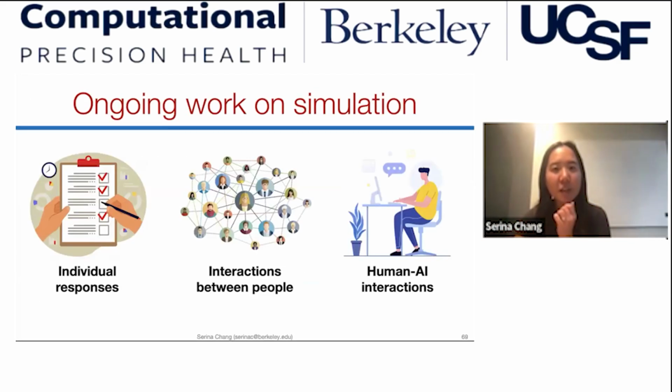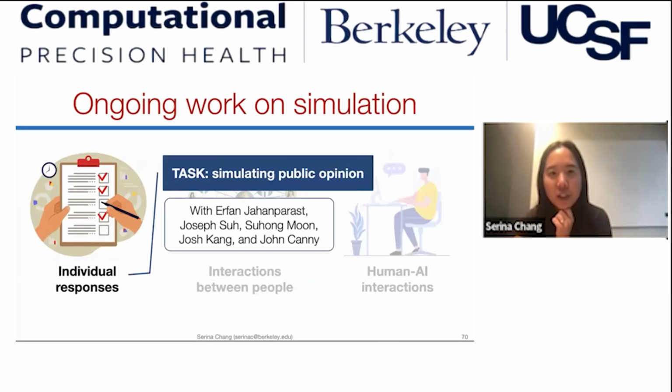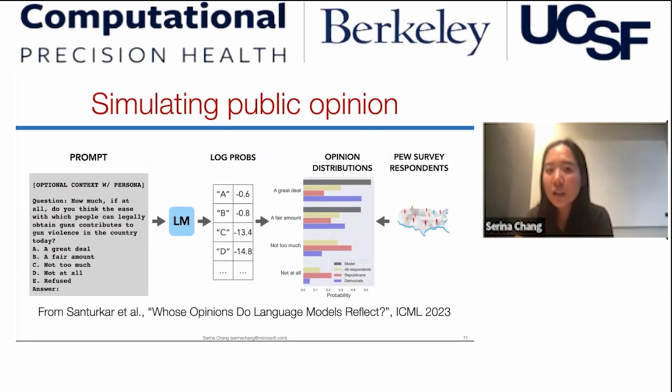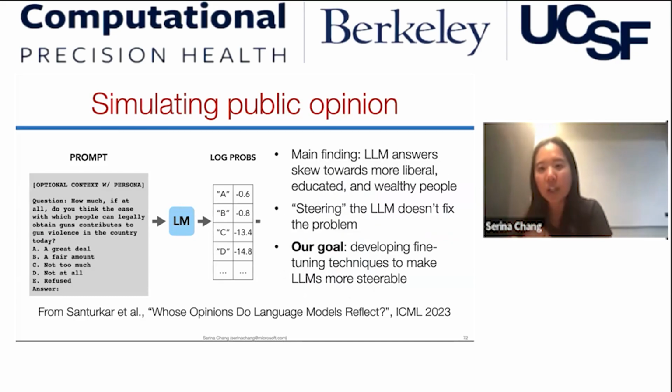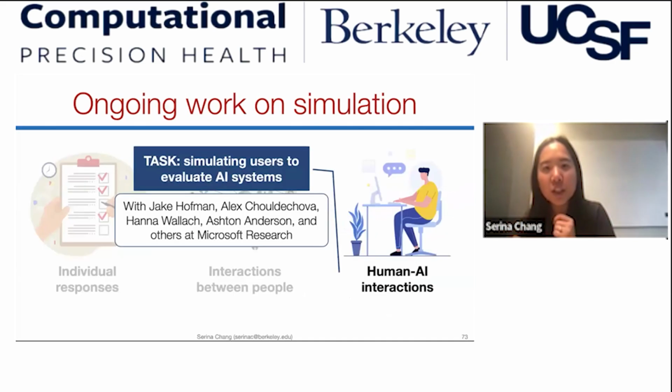For the sake of time, I'm going to skip my other ongoing work on simulation. I'll just say briefly, we're doing some work on simulating public opinions as well. So that's where you give it some public opinion question, and you try to match the LLM's answer distribution to the real world answer distribution based on a US representative survey, like the Pew survey. And we're working on developing fine-tuning techniques to make this process more faithful to the real human distributions.